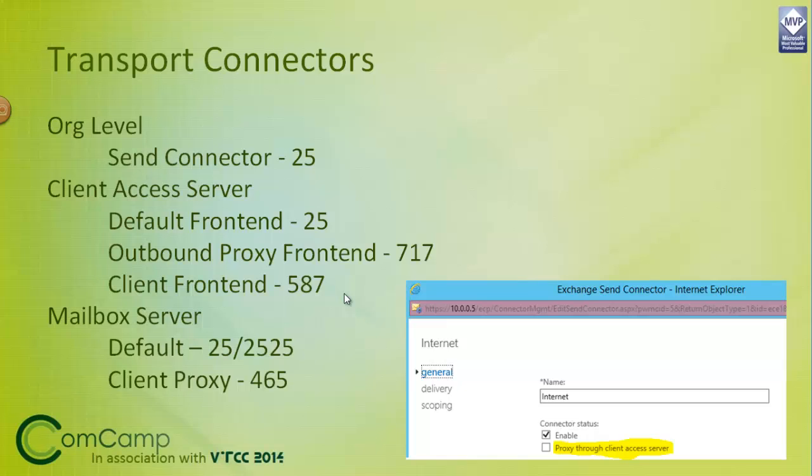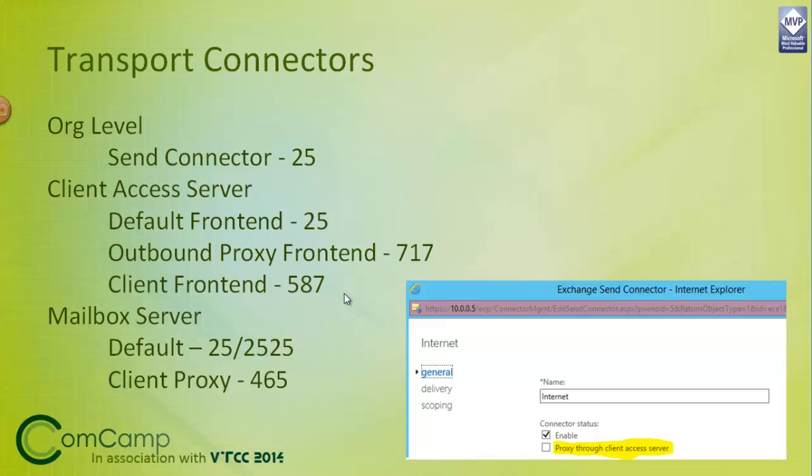All right, and if we check the checkbox, the mailbox server will forward the email to the client access server on the outbound proxy front-end connector. This connector operates on port 717. Now we will see 3 receive connectors on the client access server and 2 on the mailbox server.